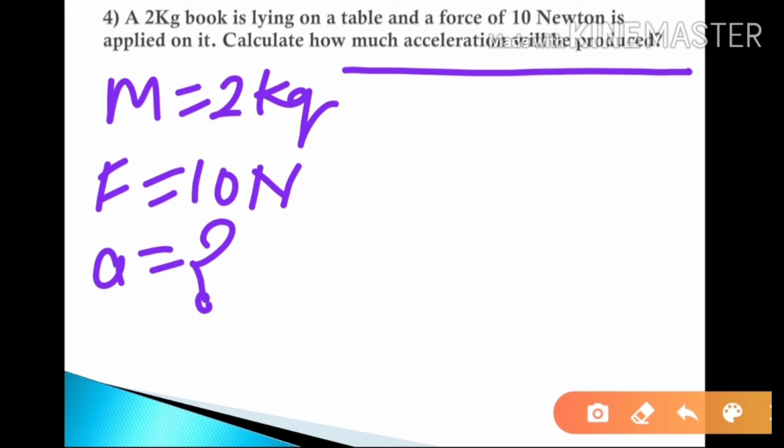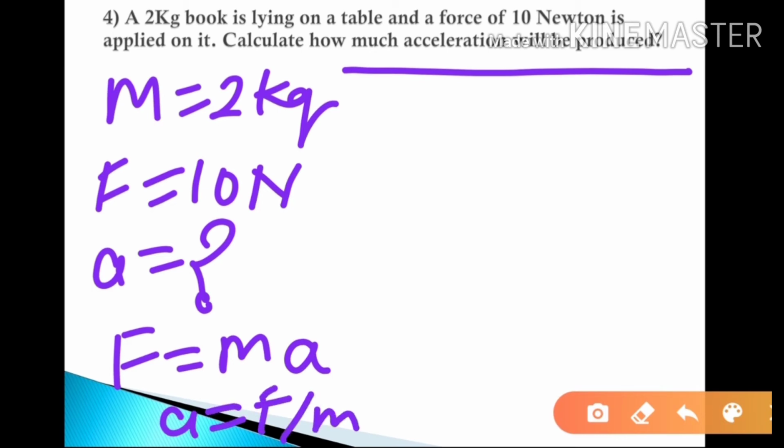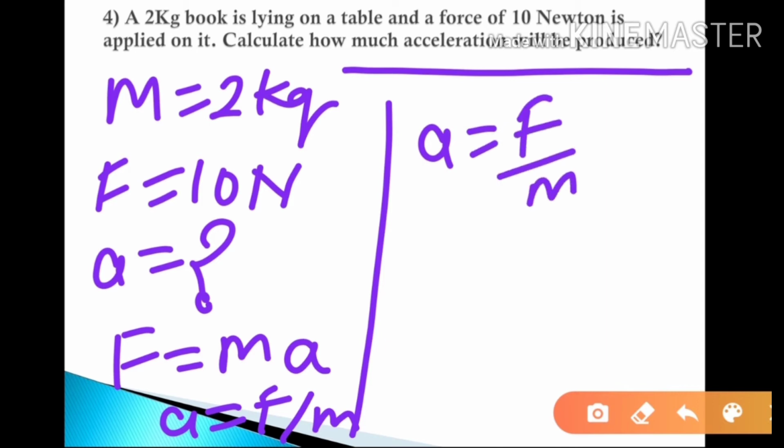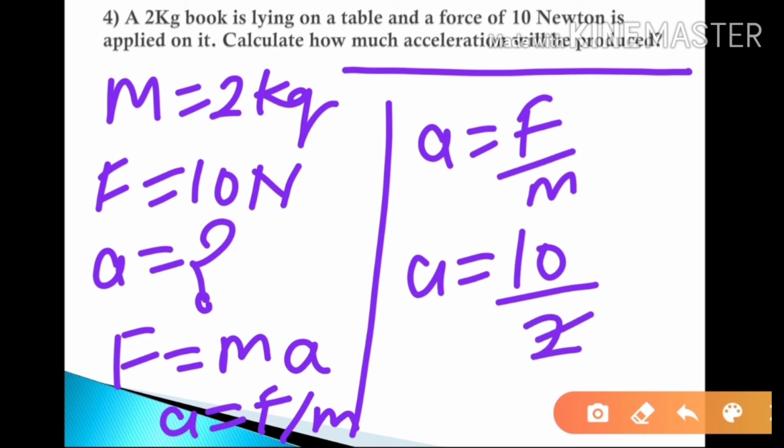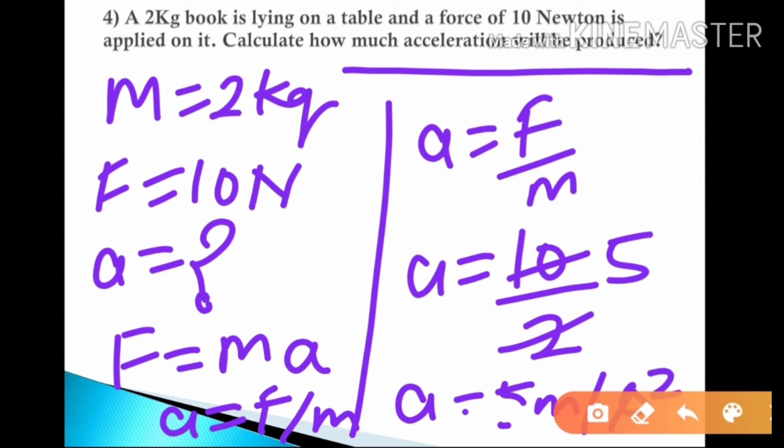So from the mathematical representation of Newton's second law of motion, that is F is equal to ma, we get a equals F upon m. So for acceleration, force upon mass, force is 10, mass is 2, so 2 fives are 10, which means 5 meter per second square will be our acceleration.